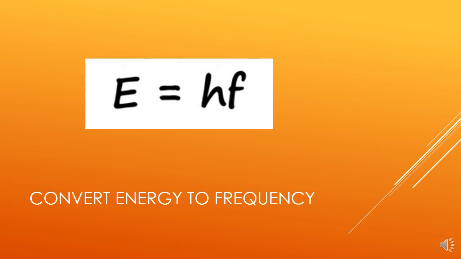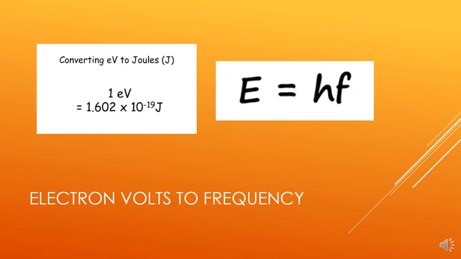The formula, again, E is equal to hf. On the worksheet, I also ask you to convert between energy and frequency. So you're going to use this formula. And when you use this formula, the energy is in joules. So on the worksheet, I have a problem where the energy is in electron volts, and so you're going to have to use the conversion: 1 electron volt is equal to 1.602 times 10 to the negative 19th joules.